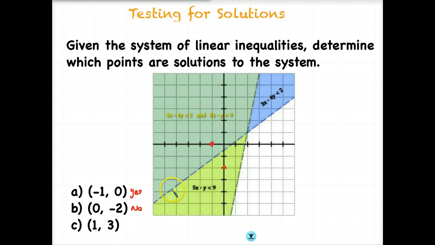Now let's look at 1, 3. So 1, 3 is up here. It's also in our common shaded area, so that point would be a solution for both. So that is a yes.